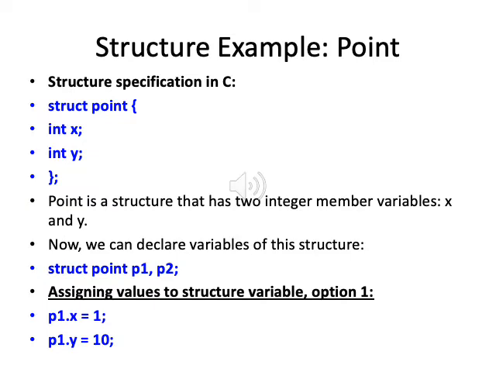Now the next thing we have is assigning values to these structure variables p1 and p2. Specifically, we want to assign values to the x components of p1 and p2. So one option is we can write p1.x equal to 1 and p1.y equal to 10. This is again similar to previous declarations. The only difference is we use a dot operator. This will link the structure variable with its appropriate member variable.